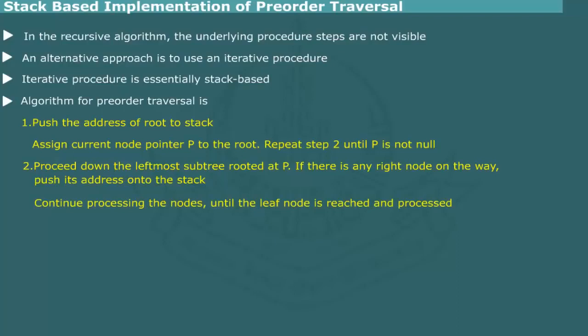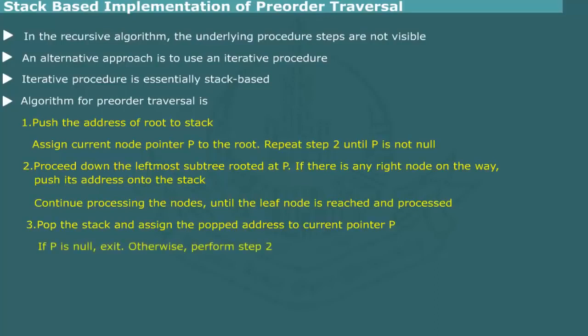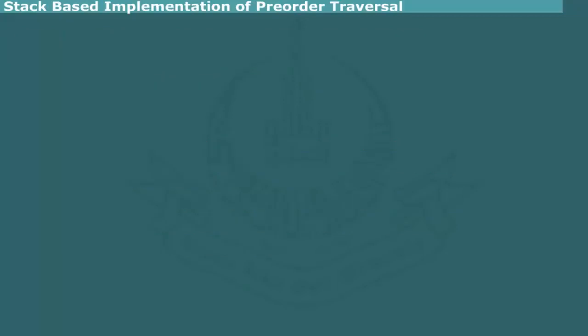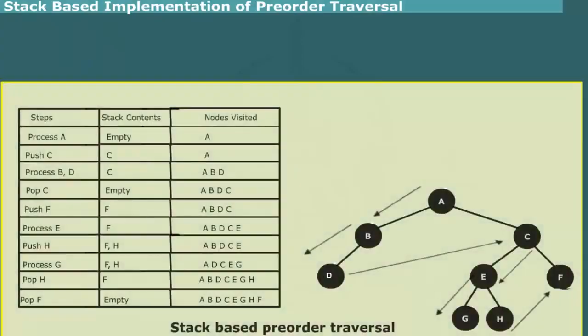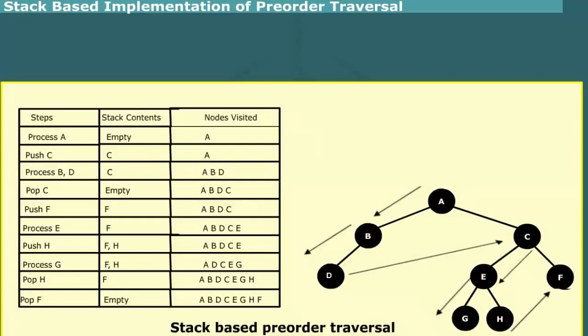Number 3. Pop the stack and assign the popped address to current pointer P. If P is null, exit. Otherwise, perform step 2. Let us consider an example of application of iterative procedure for pre-order traversal. This figure depicts a sample tree.